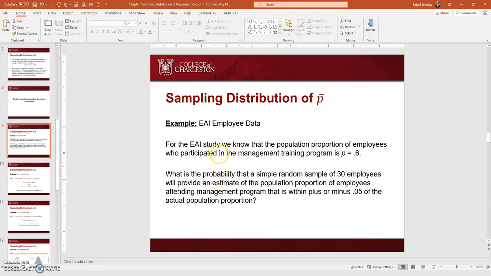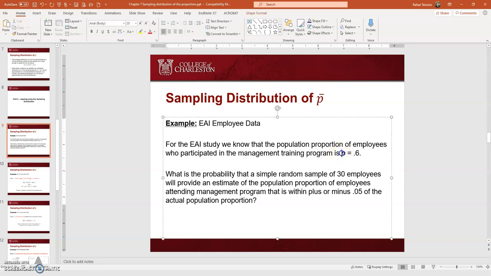What this problem is talking about is we have a proportion of employees taking management training. So the proportion of employees is 0.6. This is the population proportion because the P doesn't have a bar on top of it. So the population proportion in this case is 0.6, which is 60% of employees in this company having management training programs.